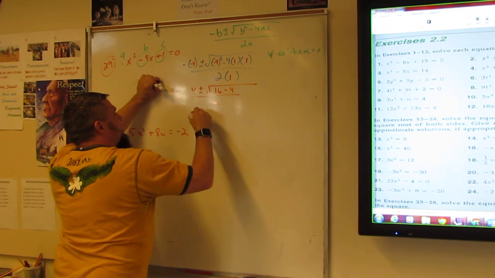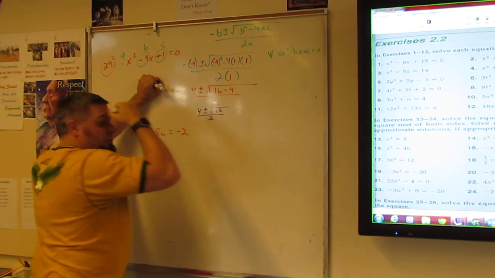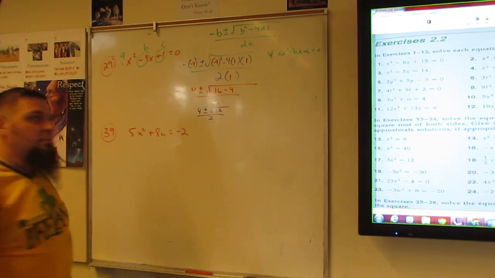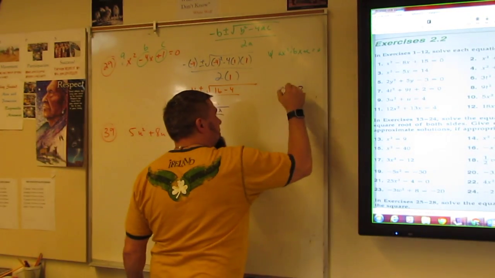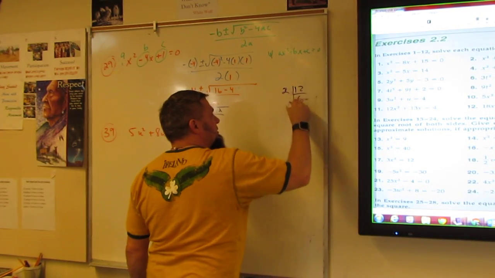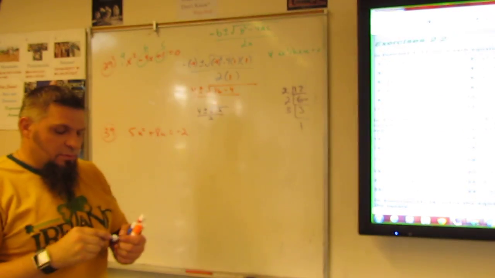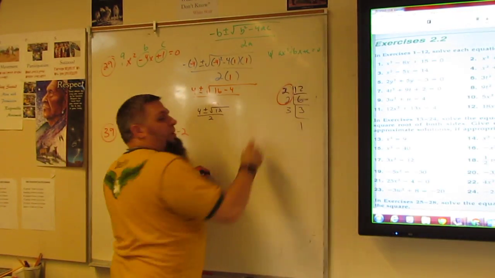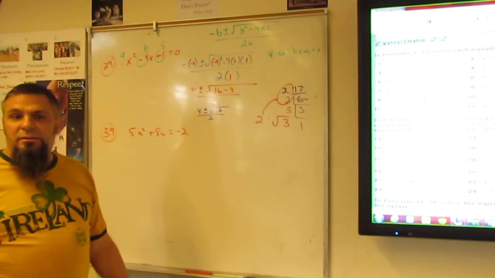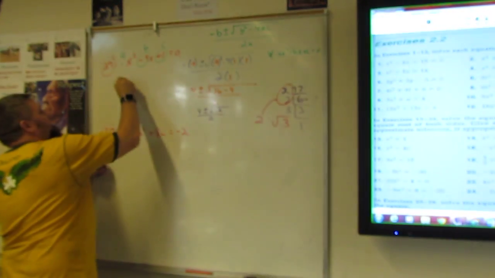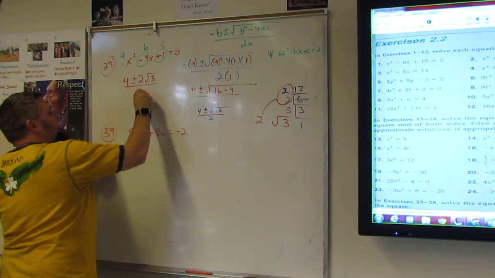16 minus 4 all over 2. So I have 4 plus or minus the square root of 12 over 2. What is the square root of 12? Break 12 down. 6. Good. 2, 6, 3, 1. Right? And then pull out your pair. That's 2 times the square root of 3, right? And so now I have 4 plus or minus 2 square roots of 3 all over 2.